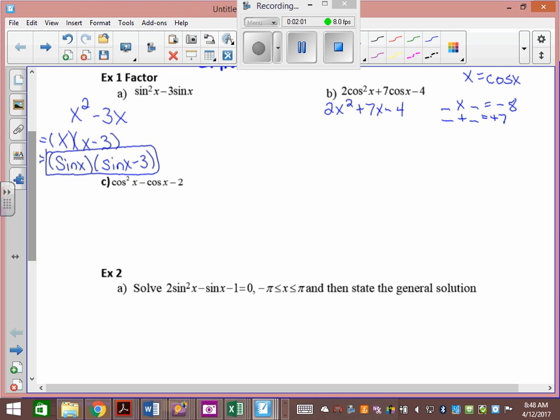Nope. Multiplies to give you 8. Adds to give you 7. No, multiplies to give you 8. You guys are multiplying to give 7. So then you have to replace your middle term because it's decomp. So 2x squared plus 8x minus 1x minus 4. Could I write it 2x squared minus 1x plus 8x minus 4? Yeah.